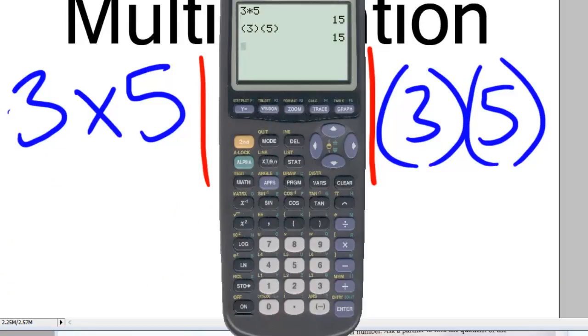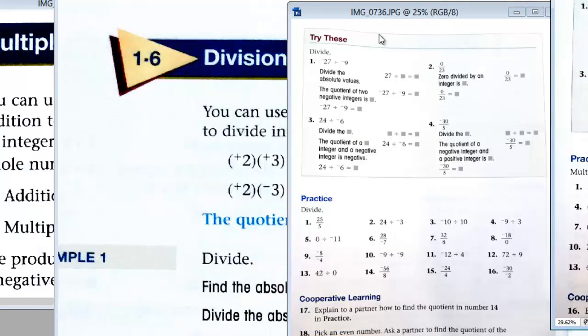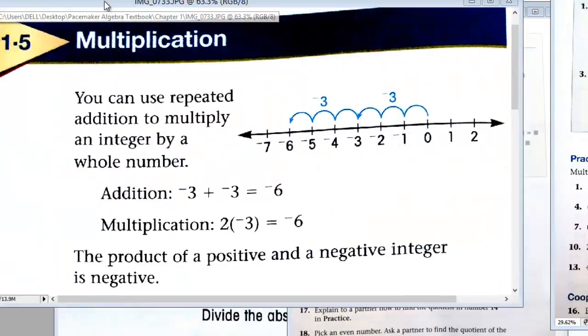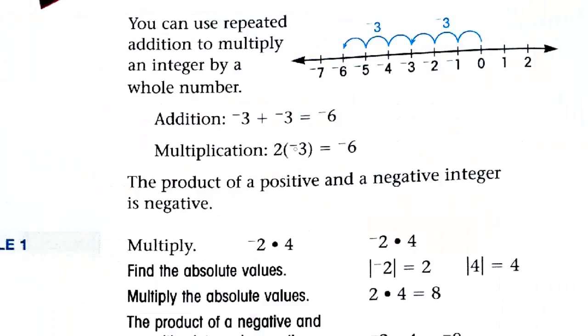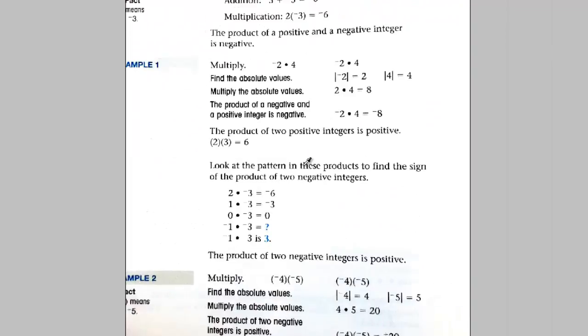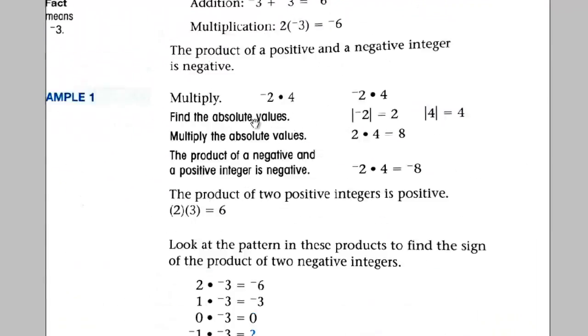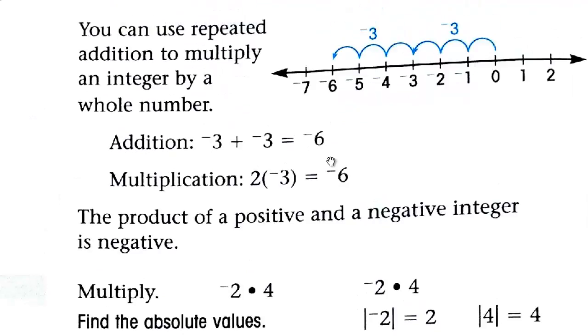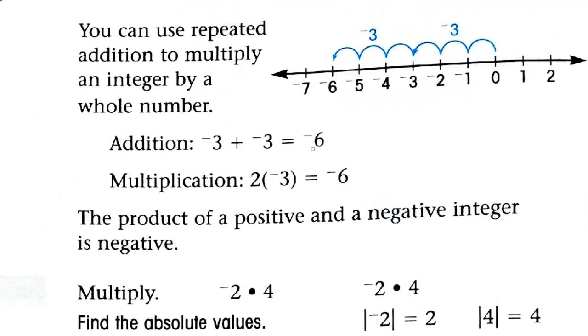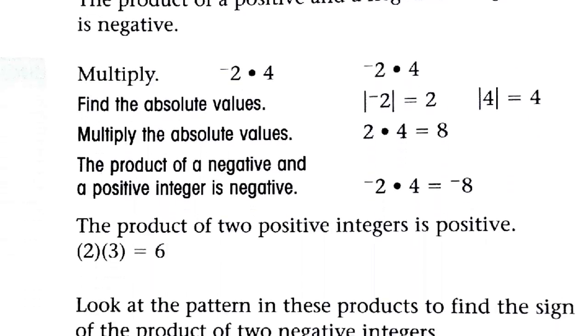Let's look at a textbook and let's talk about multiplication in here, and we'll do some of these together. So we're going to look at Chapter 1, Lesson 5, and I can see that we've got a few different things. So the text says you can use repeated addition to multiply an integer by a whole number, which is certainly true. My recommendation is you simply use the calculator.